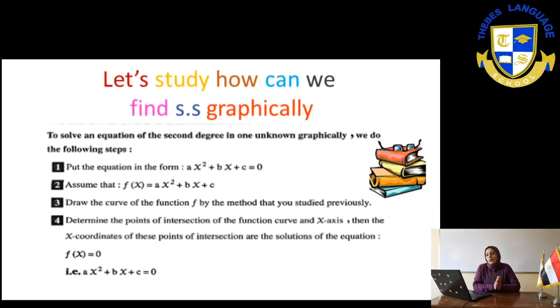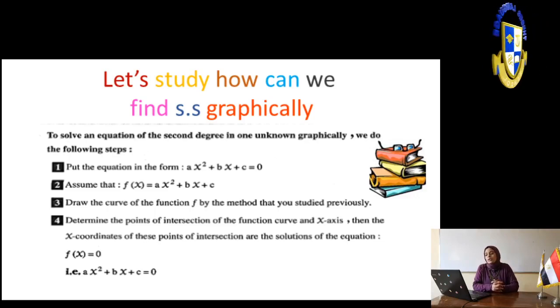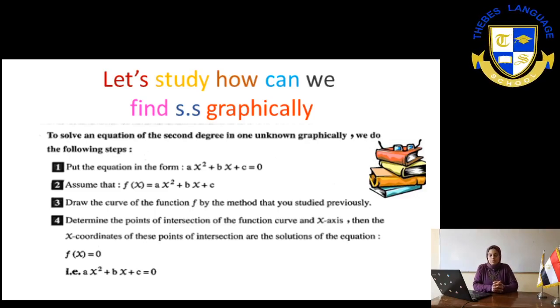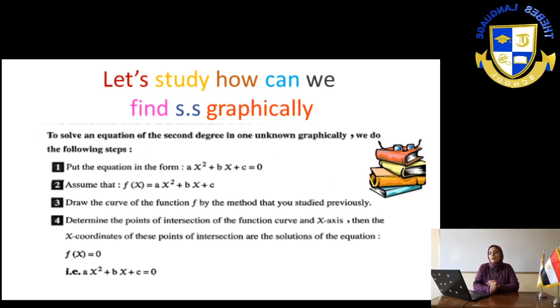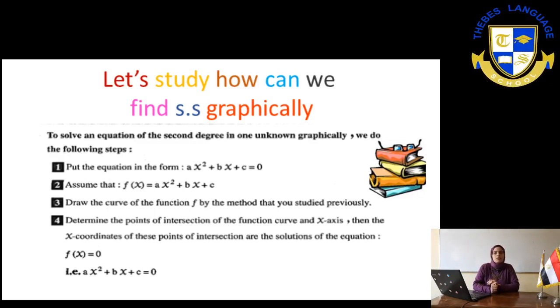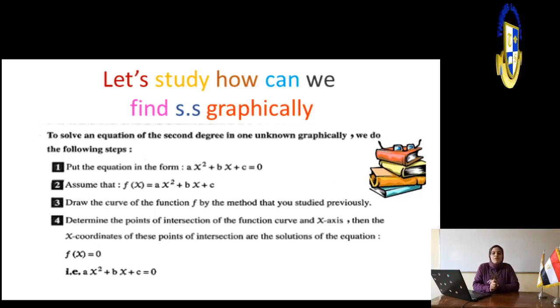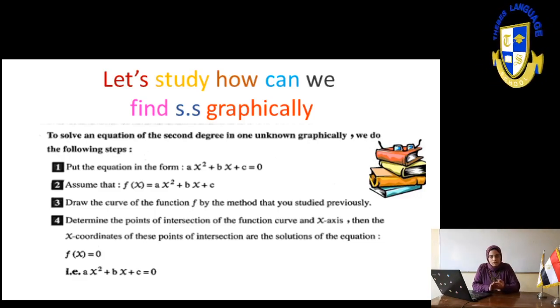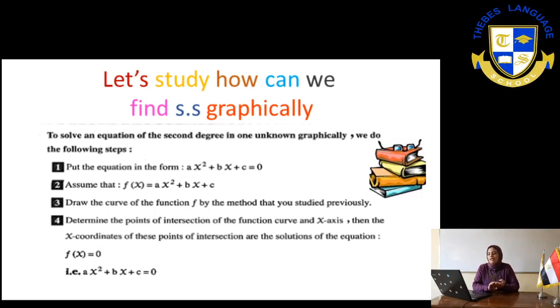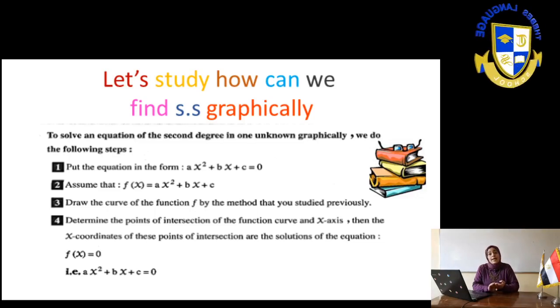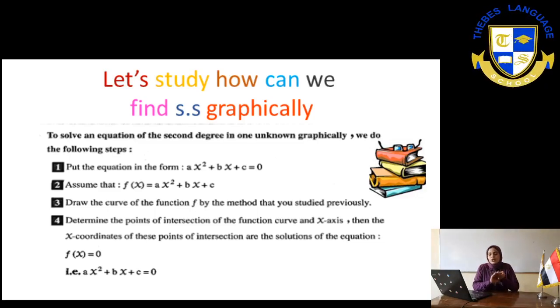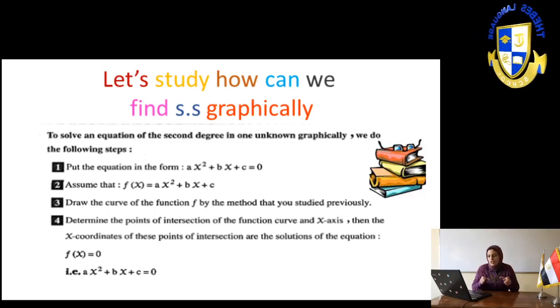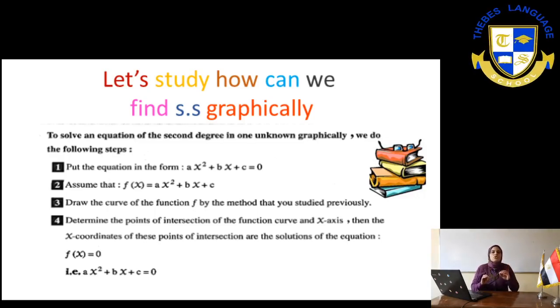Let's move to slide number 3. Let's study how we can find the solution set graphically. To solve an equation of the second degree in one unknown graphically, we do the following steps. At the beginning, put the equation in the form ax power 2 plus bx plus c equals 0. Suppose f of x equals ax power 2 plus bx plus c. Draw the curve by the method we have studied before. Number 4, determine the points of intersection of the function curve with the x-axis. Then the x-coordinates of the points of intersection are the solution.